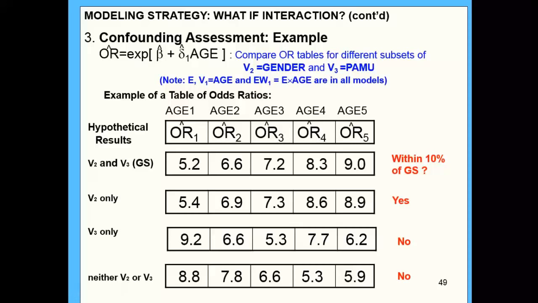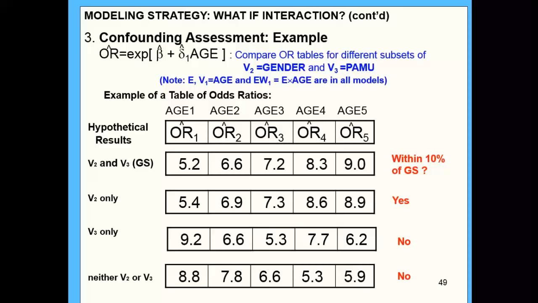Then what happens if we drop either gender or PAMU or both? Well, we'll have 3 other tables of odds ratios to consider. This is the one that drops V3, this is the one that drops V2, and this is the one that drops both of them. And these are the three tables. If you're going to ask the question, is there confounding, you're going to say, does the table of odds ratios that I get when I drop one or more variables meaningfully change from the table of odds ratios for the gold standard?